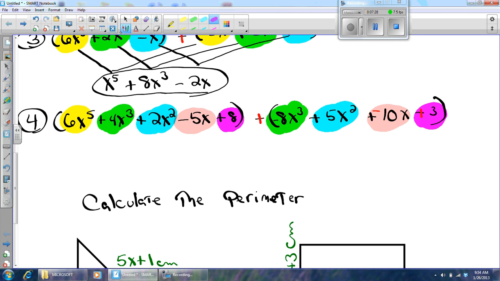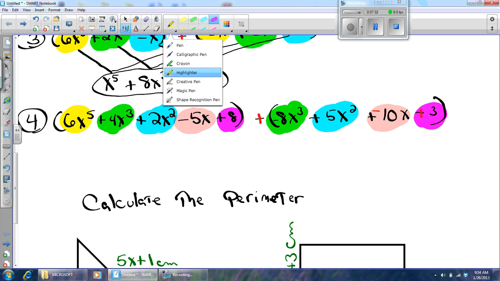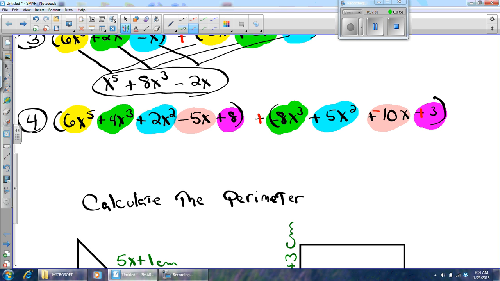Okay, I didn't use highlighters when I was your age. I used to use polygons, different shapes. But as long as you can see what's going on. All right, so 6x to the fifth is the only one in yellow, so I have a 6x to the fifth. In green, I have 4x cubes and a negative 8x cubes. Well, 4 minus 8, negative 4x cubes.